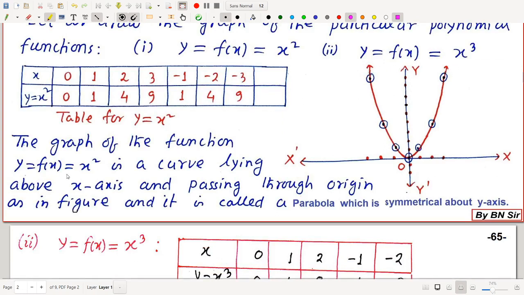The graph of the function y equal to f x equal to x square is a curve lying above the x-axis and passing through the origin as in the figure, and it is called a parabola. The name of this curve is parabola, which is symmetrical about the y-axis. Symmetrical means the graph to the right side of the y-axis is exactly the same as the graph to the left side of the y-axis, as if the y-axis is a mirror and this portion is the mirror image of that portion. So this is called symmetrical about the y-axis.